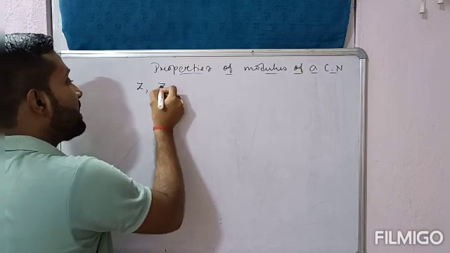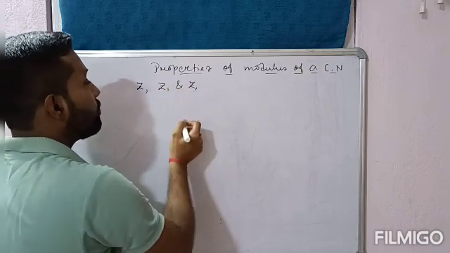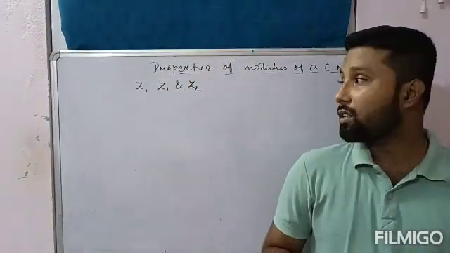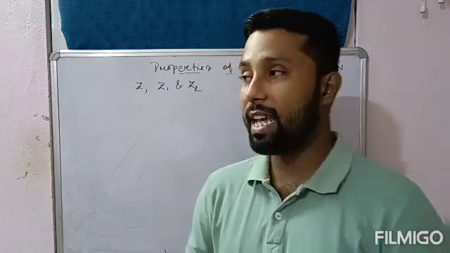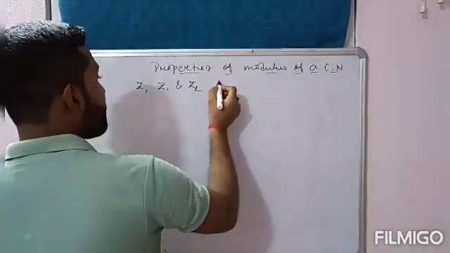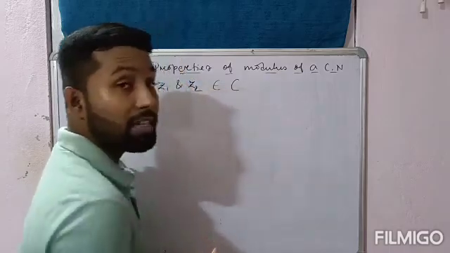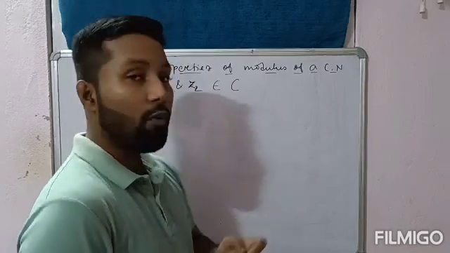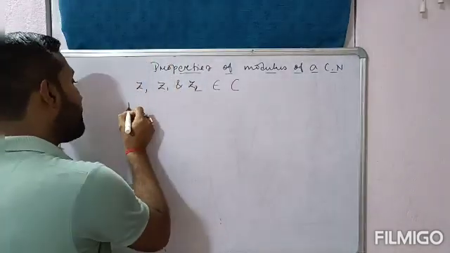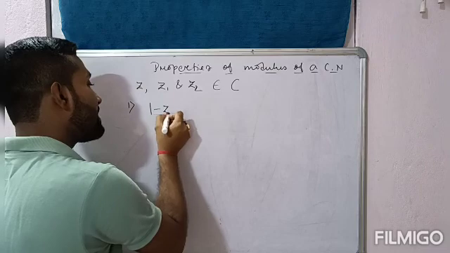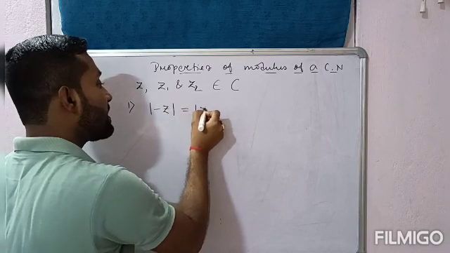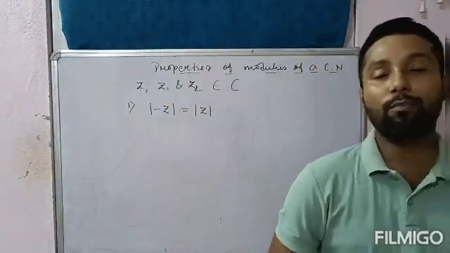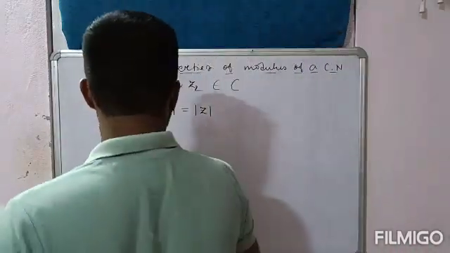Say z1 and z2 are complex numbers belonging to C. C means the set of all complex numbers. Then, property number 1: modulus of minus z is equal to modulus z.